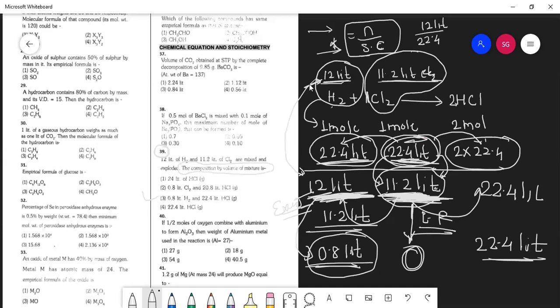1 mole of this will be 1 mole of this. So here if it is 22.4 liter, this also should be 22.4 liter, but this is given half. So this also should be half, 11.2, but this is 12. So 0.8 is left. Hydrogen 0.8 left. Only one option is there. How much time did it take? Only 10 seconds. Are you getting it?